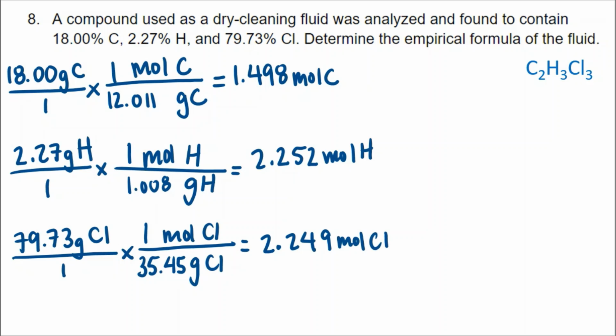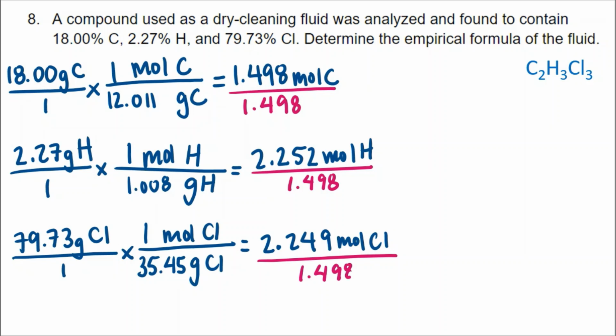So I'm going to want to take the smallest number and divide everything by that. So we do that because we're trying to see if we have 1 carbon atom, how many of the other atoms are we going to have? So this is going to give us 1. Whenever I do this math, this gives me 1.50. And then whenever I do this math, I'm going to get a very similar number because it's basically the same thing.